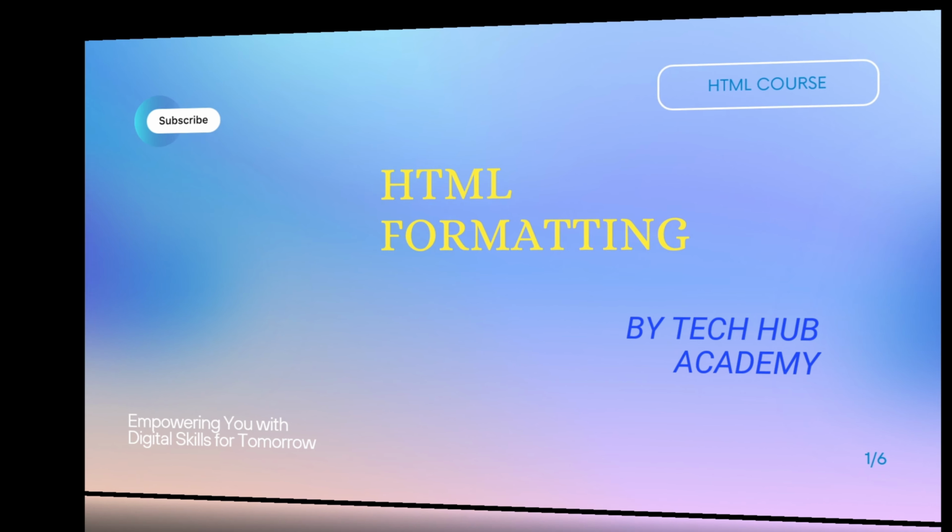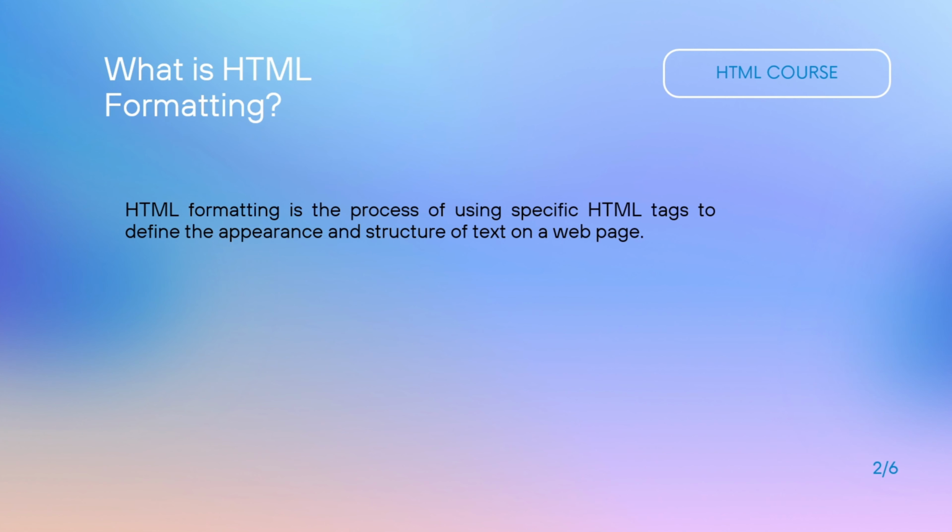What is HTML formatting? HTML formatting is the process of using specific HTML tags to define the appearance and structure of text on a web page. These tags help us control how text looks, such as making it bold, italic, smaller, or highlighted. Formatting is important because it helps readers quickly understand what text is important. It also improves readability and makes web pages more user-friendly.